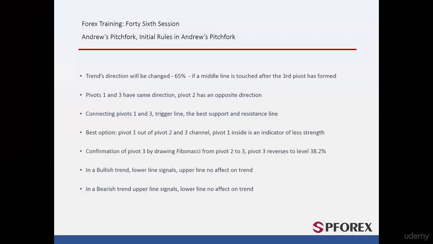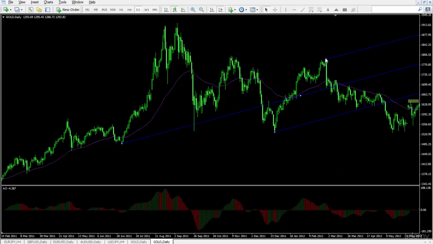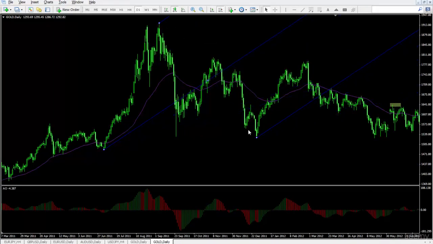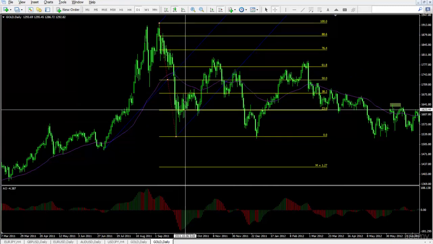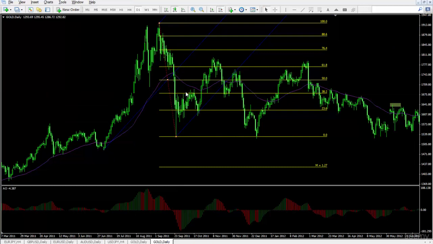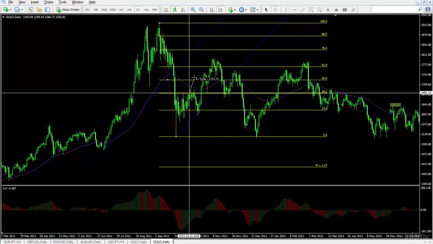A trader can draw a Fibonacci pattern on the second and third pivots to check if the third pivot point is detected correctly. If price returns before level 38.2, then the third pivot point is determined accurately. On MetaTrader 4, an Andrew's Pitchfork pattern can be placed. A Fibonacci pattern can be drawn from the second to the third pivots. Price has returned to level 38.2%. Thus, the third pivot is acceptable.